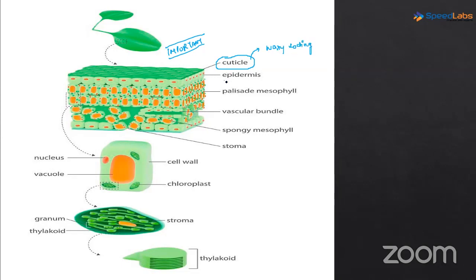After the cuticle comes the epidermis. Then after the epidermis come the mesophyll cells. Both of them are the mesophyll cells. Now, one of them is arranged very close to each other in a fence-like manner, so they are called the palisade mesophyll cells. And the other one is loosely arranged. They have intercellular spaces. See here, these green portions are nothing but the intercellular spaces.